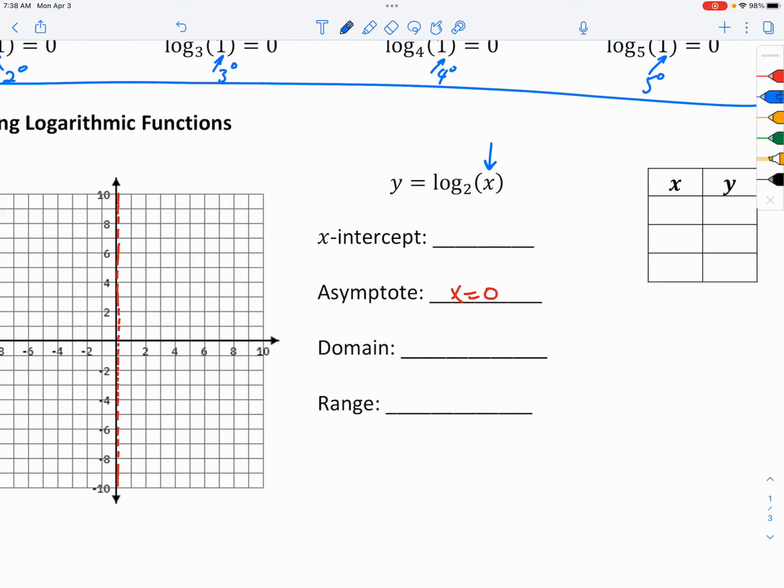So what other x values would be your preferred value? 2. 2 would be nice. You can also put 1. Would you like 3? No, 4. 4. Okay, 3 is not a nice number. So you think about, what is log base 2 of 1? That would be 0. So you have a point at (1, 0), and that would be our x-intercept.